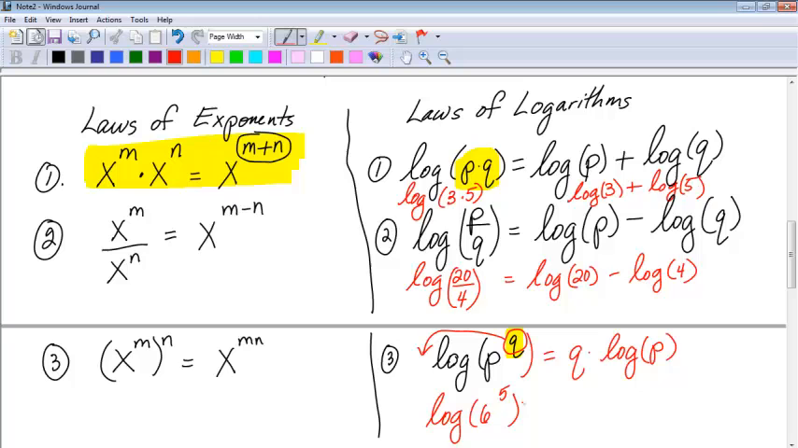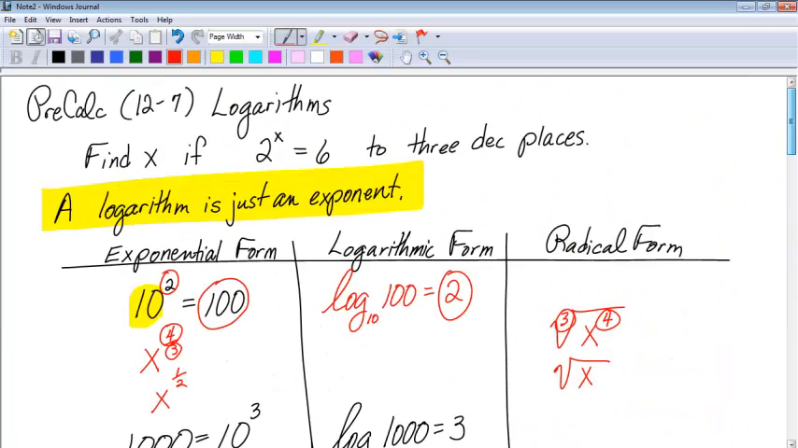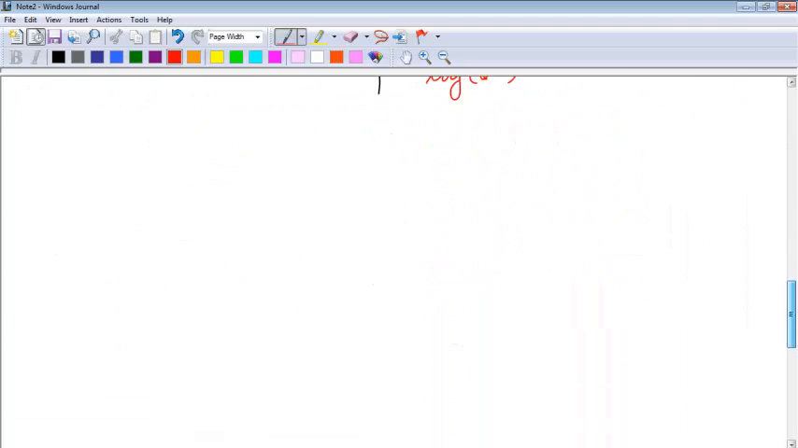Okay. Now let's go back, all the way back to the beginning of the lesson. Go back to this. Okay. We said you need to find x. 2 to the x power equals 6. And you want to find that x, that exponent, to 3 decimal places. We know it's between 2 and 3. Okay. So let's actually solve it.